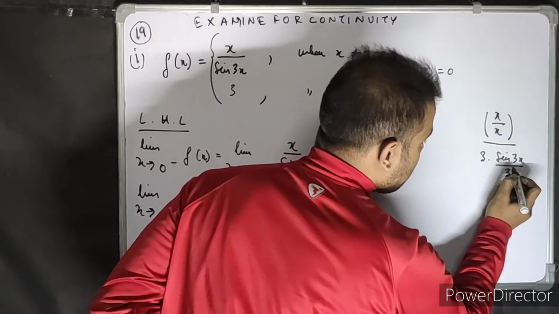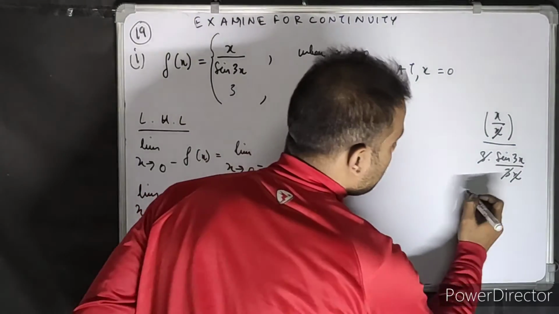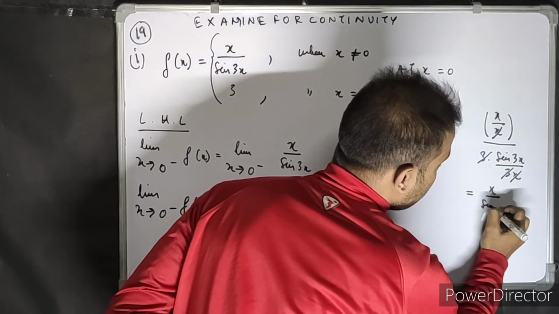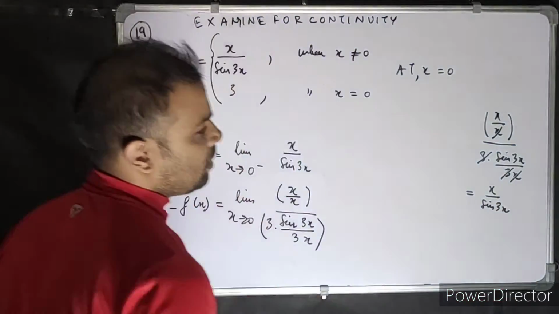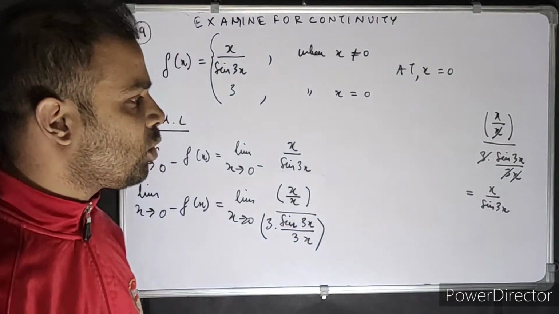See, cancel 3x, cancel x. What are you left with? You're left with x divided by 3x, right? Comes back to the question.